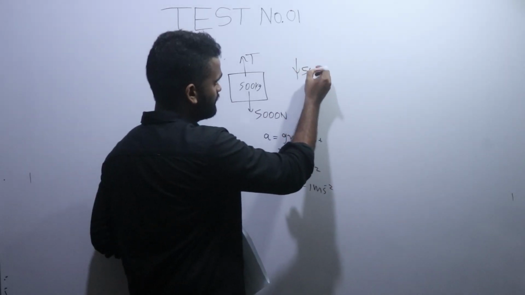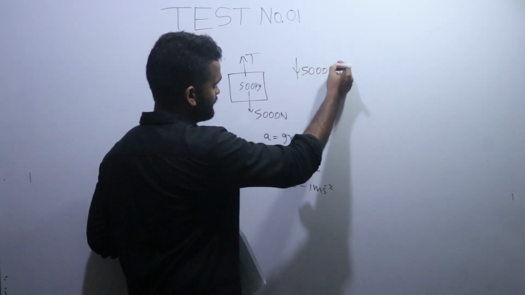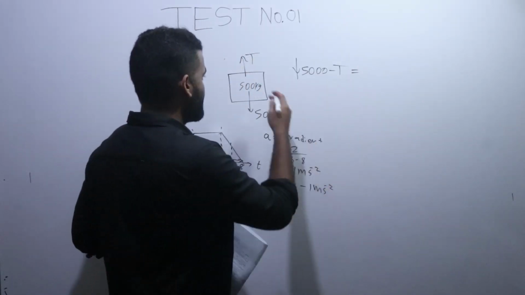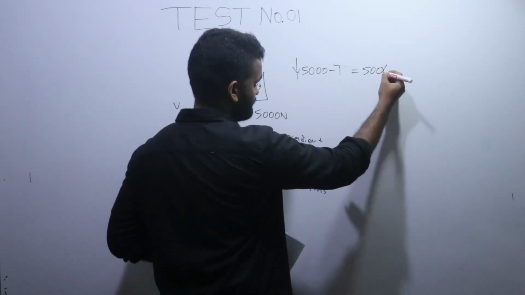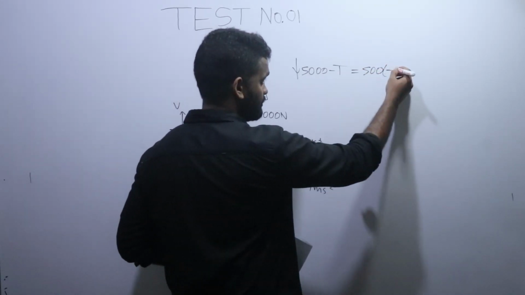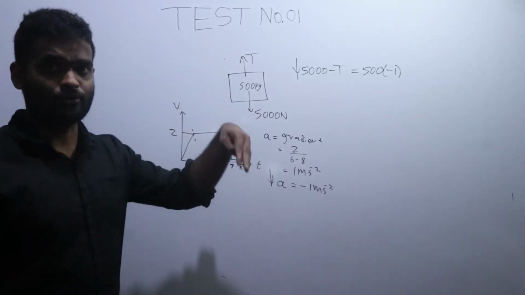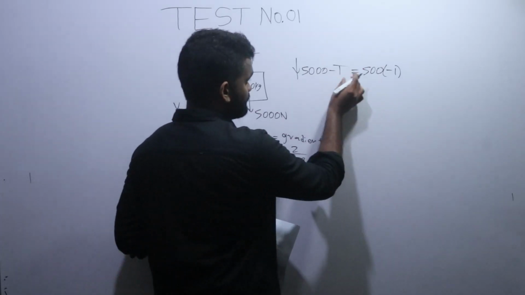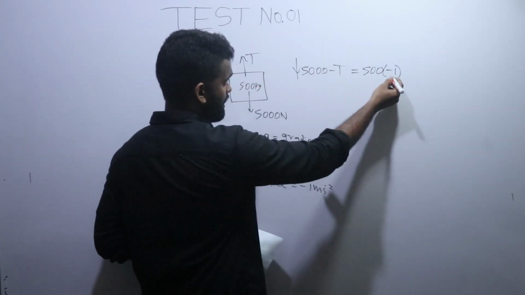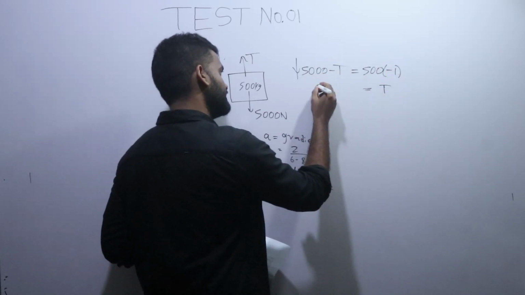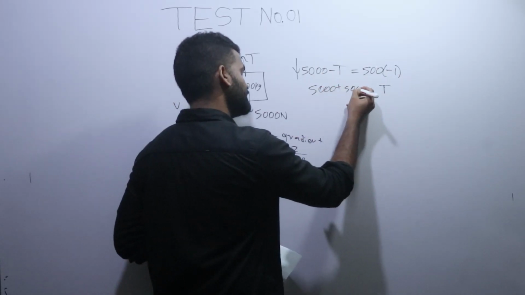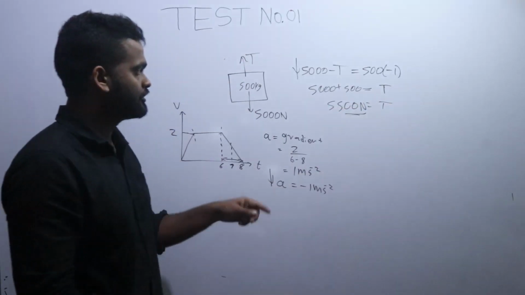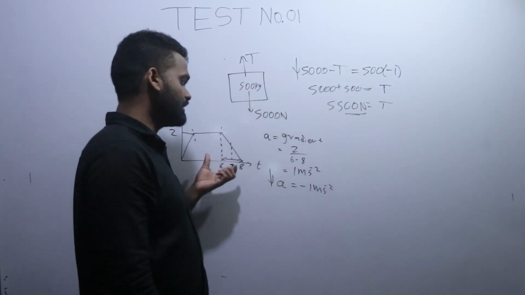So downwards, the weight is 5000, with the tension upwards, capital T. This is equal to mass 500 times acceleration. Actually, it is a negative acceleration, so you have to put a minus 1 here, because downwards it's decelerating. Then I'm making T the subject. So this is minus 500, taking it to the other side, it becomes plus 500. Then the tension is 5500 newtons. So this is the tension when it is decelerating.